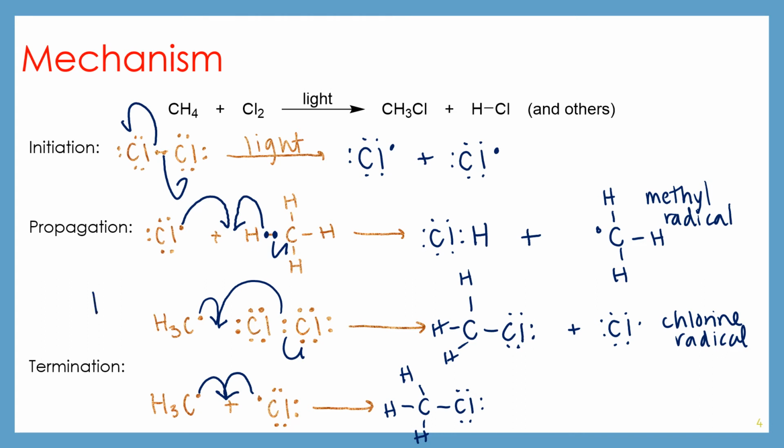So one radical in the starting material for propagation, one radical in the end. In an initiation reaction, you start off with 0 radicals and you end with 2. In a termination reaction, you start with 2 radicals and you end with 0.